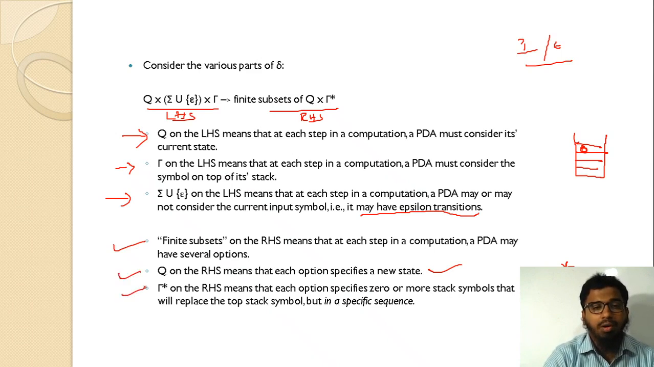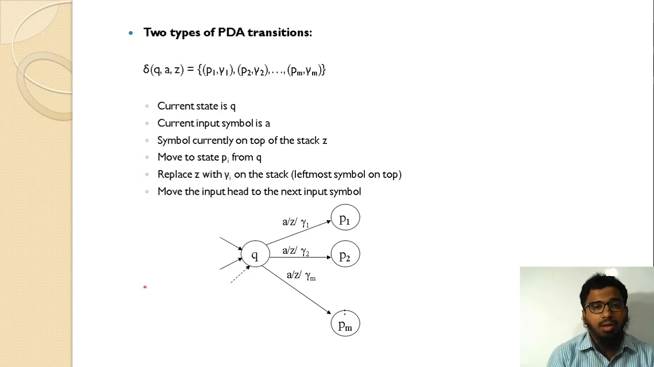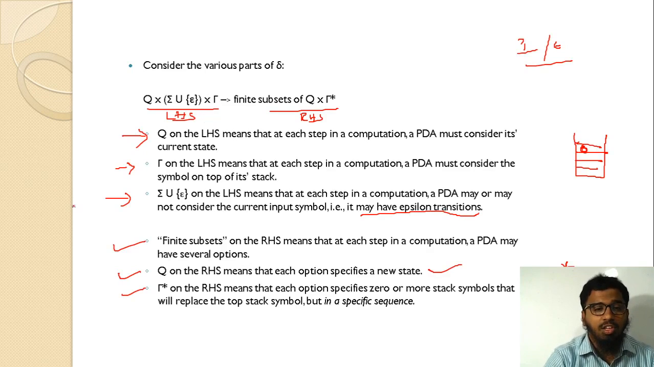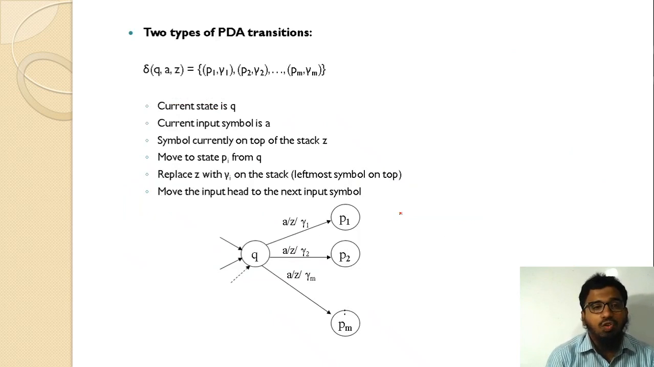So, this is about the transition. Okay. As I told you about this point, we may have an input symbol sometimes, or we may have an epsilon transition. So here there are two types of PDA transition.